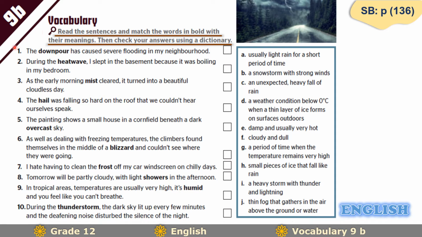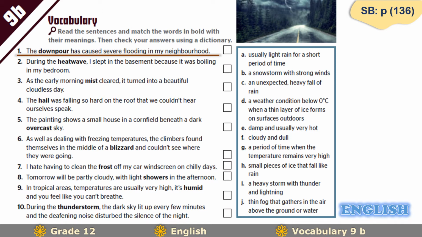All right, so let's correct. Sentence number 1. The downpour has caused severe flooding in my neighborhood. So the word downpour means excellent. So it's the answer C, an unexpected heavy fall of rain.